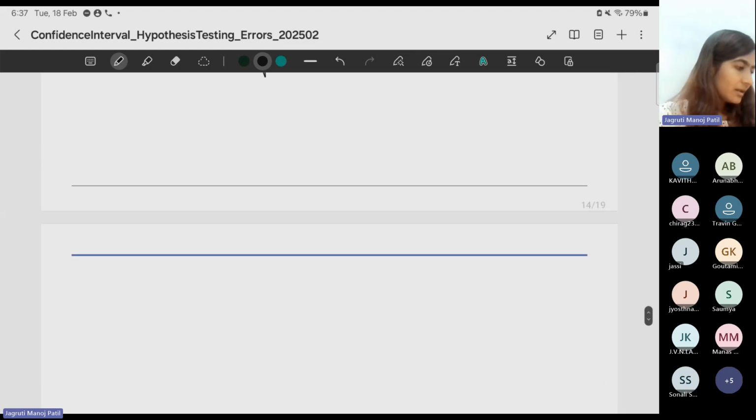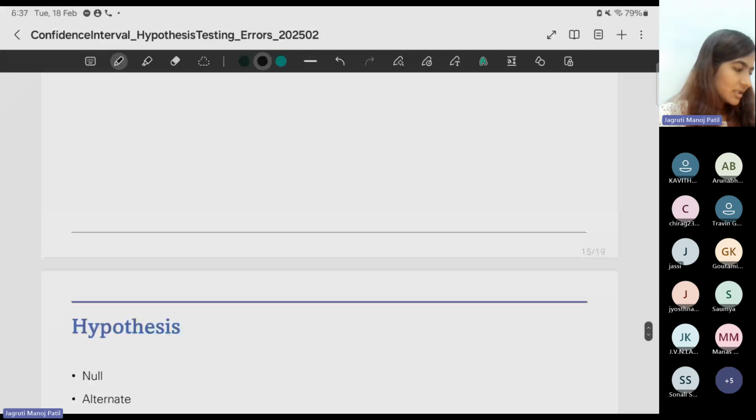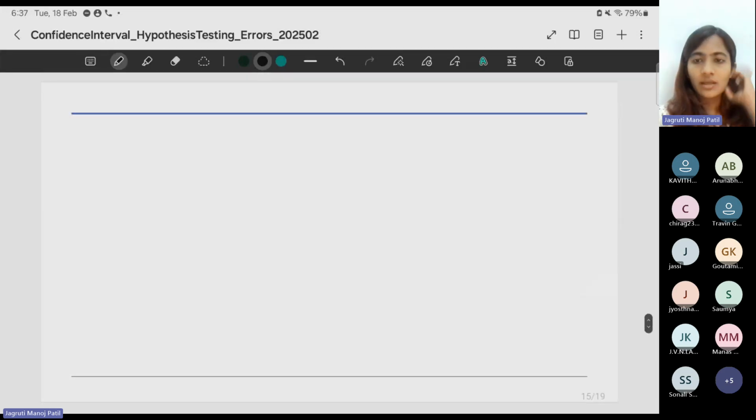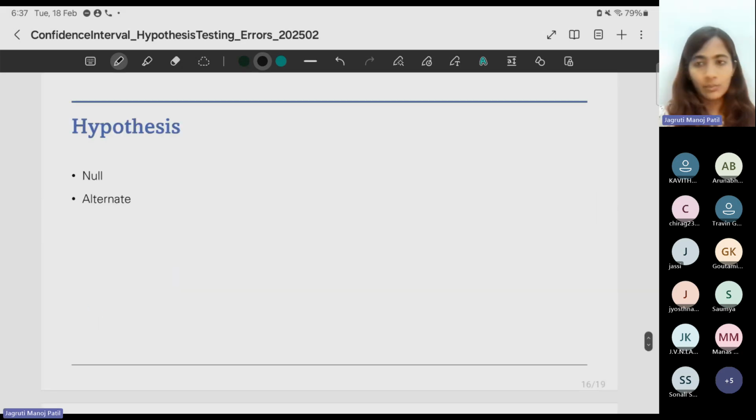Then we have something, okay, I guess that's an extra page. So we have something called the null and alternate hypothesis. How do you develop those? There are again two types of errors there. There's the population mean and there's the population proportion. Then we'll just see a basic difference between both of them.